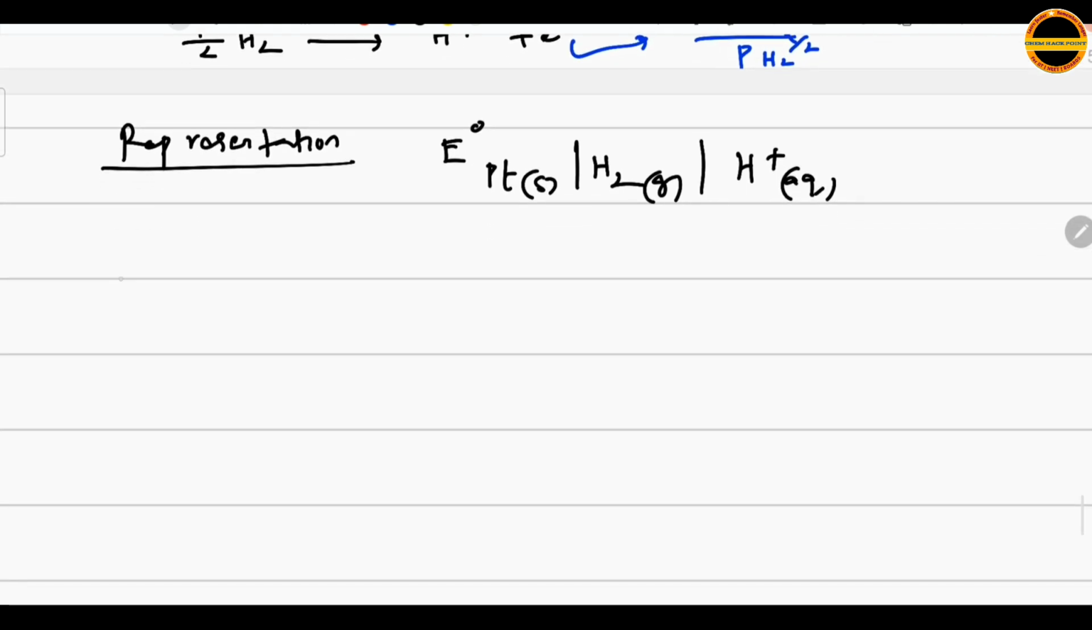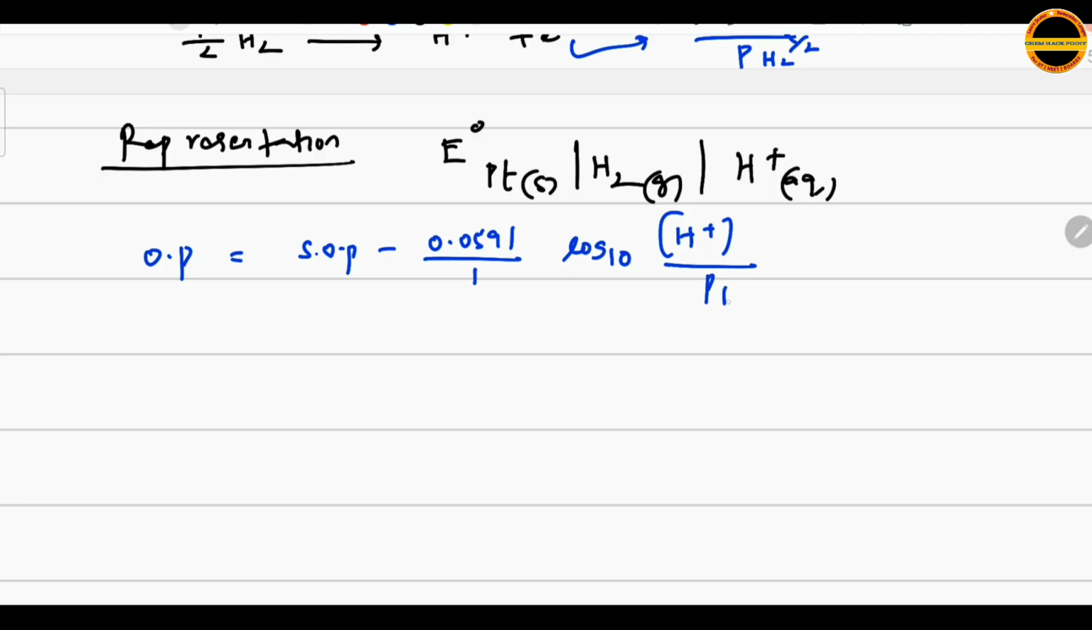Nernst equation, you see now. Here the oxidation potential, OP, is equal to the standard oxidation potential minus 0.0591 by n, where n is 1, log base 10 of the Q value, which is H plus aqueous by the partial pressure of H2, which is half. So this is the equation for the anode representation.